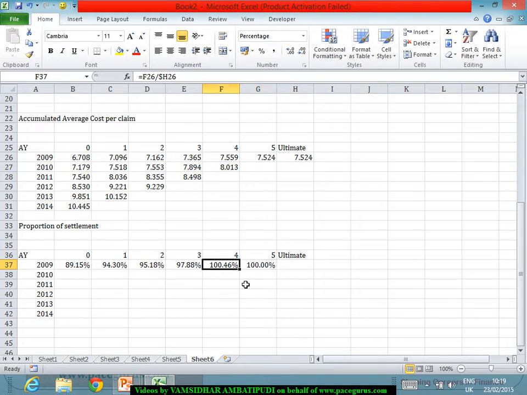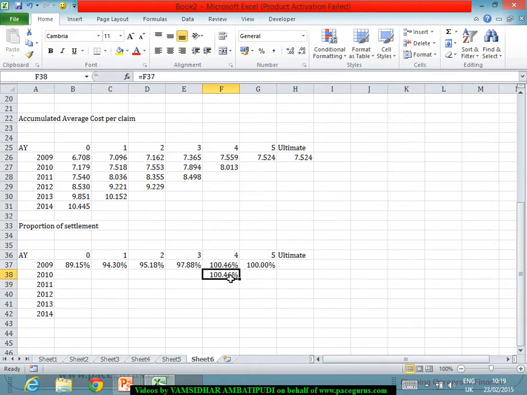Now here it is 100.46. What I'll typically do is the same. When I'm doing a grossing up, I'm starting from the last. In the fourth year, 100.46 percent got settled. Now I'll use this information for this period also. I'll set it as 100.46.